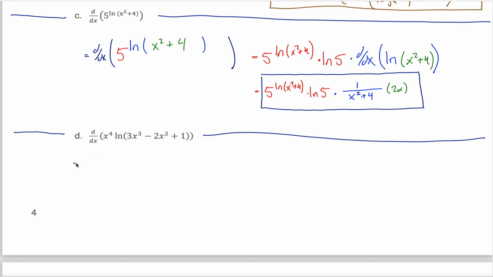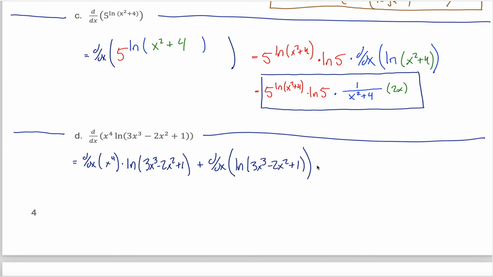So if I'm using the product rule, what I do is I take the derivative of the first thing, the x to the 4th, and then I multiply that by the second thing, the natural log of 3x cubed minus 2x squared plus 1. And then I add to that the derivative of the second thing, so the derivative of the natural log of 3x cubed minus 2x squared plus 1 times the first thing, the x to the 4th power. No chain rule, nothing new here. This is just the product rule so far.